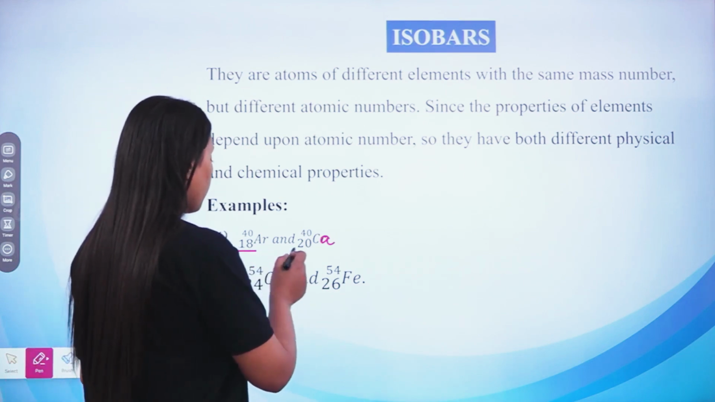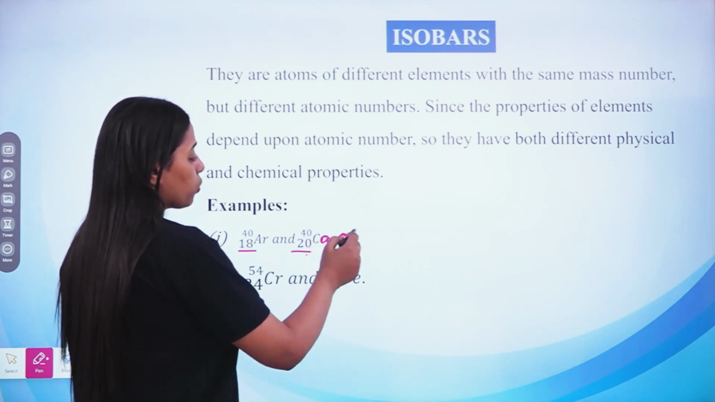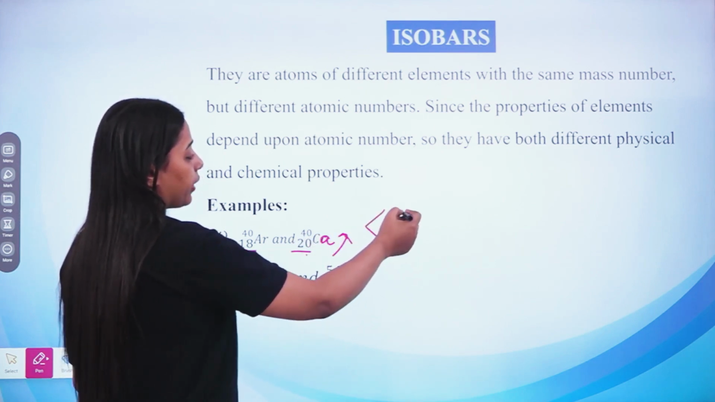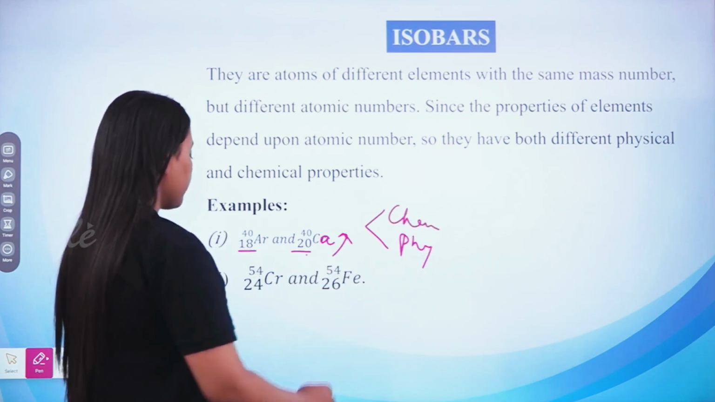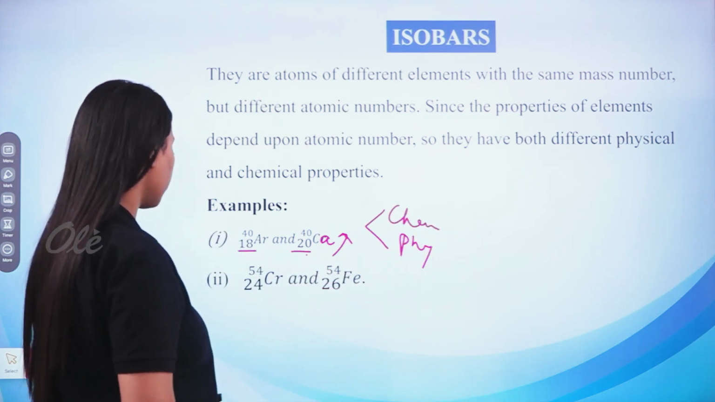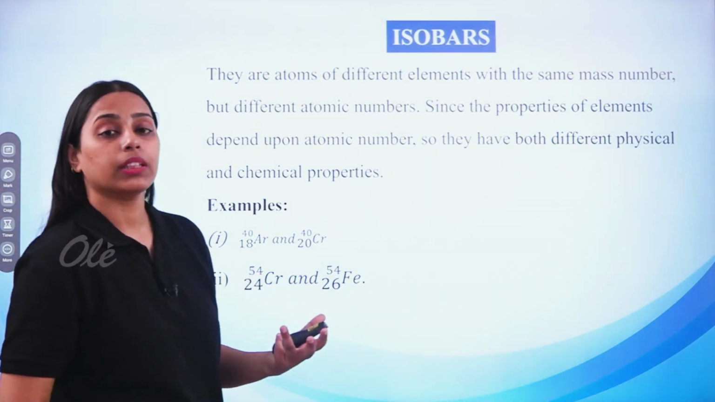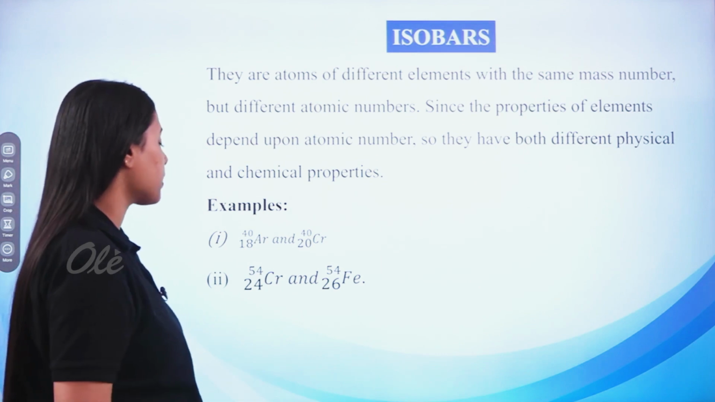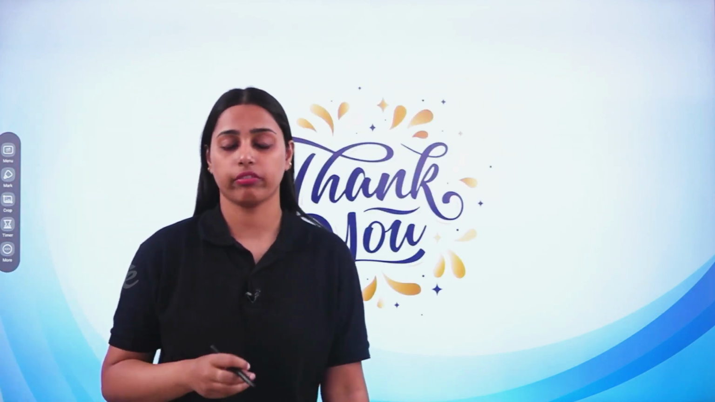Because their atomic numbers differ and chemical behavior is due to the presence of electrons, they are going to have different chemical and physical behavior. Second example, chromium and iron: they have atomic numbers 24 and 26 respectively, but the same mass, 54. With this we will wind up the session where we have covered part 4 of the atomic structure and chemical bonding lesson.